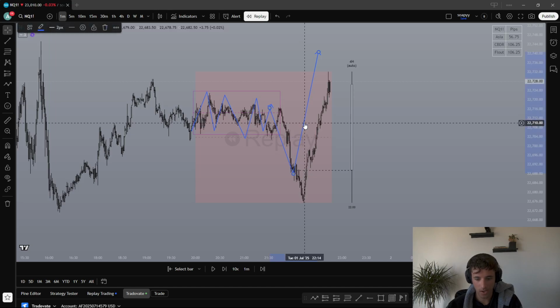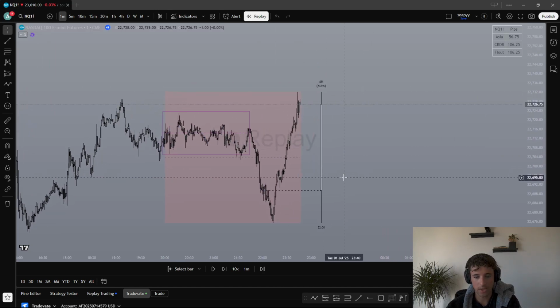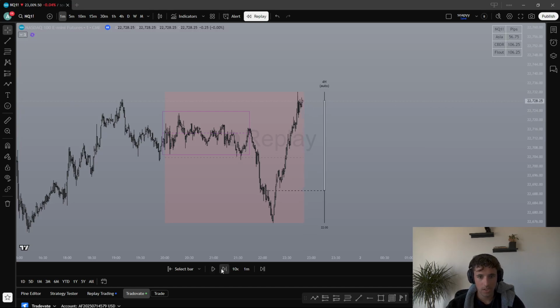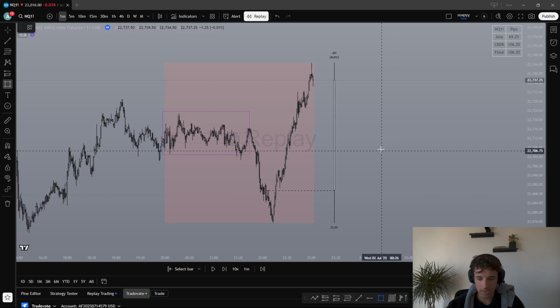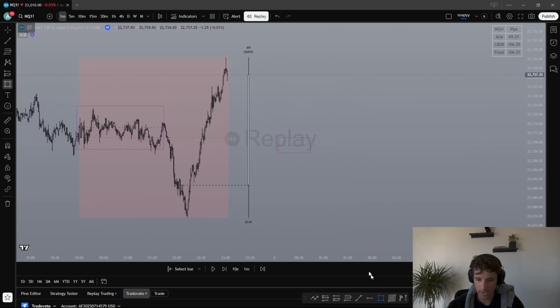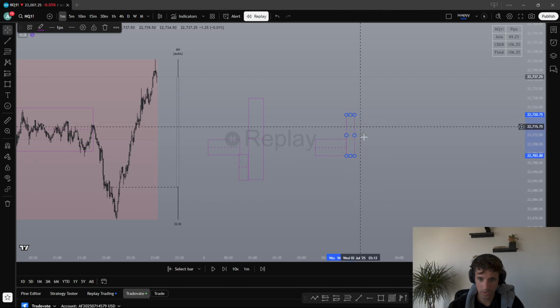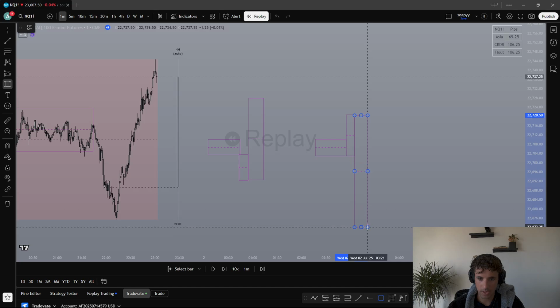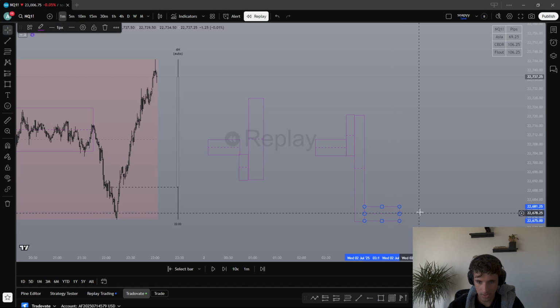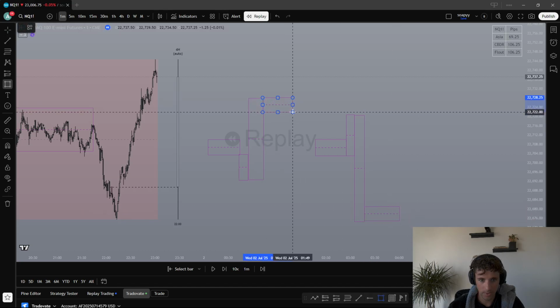So this whole move, if you look at it from an outside perspective, looks like AMD. The actual AMD move is literally just these 3 boxes: accumulation, that's the manipulation, distribution. And then there's always a close at the end, right here, and then there's the close up here.